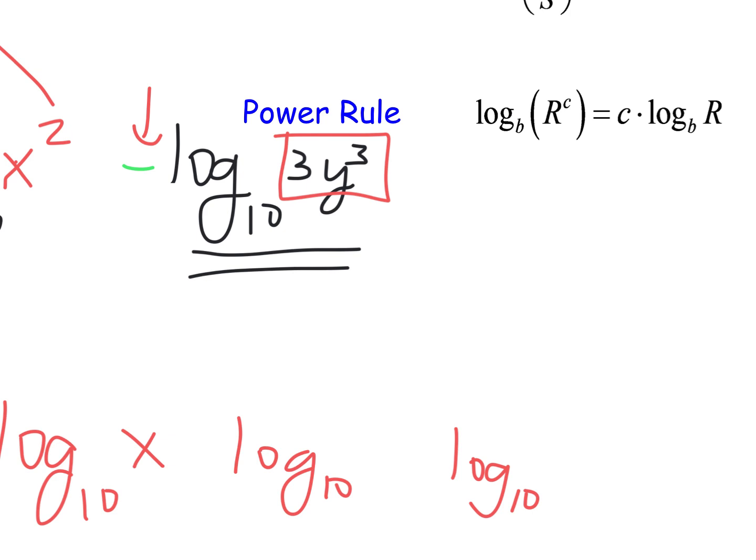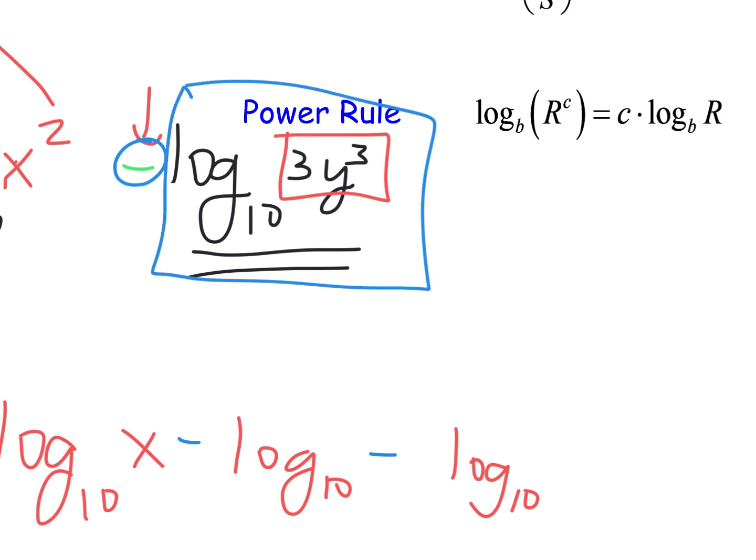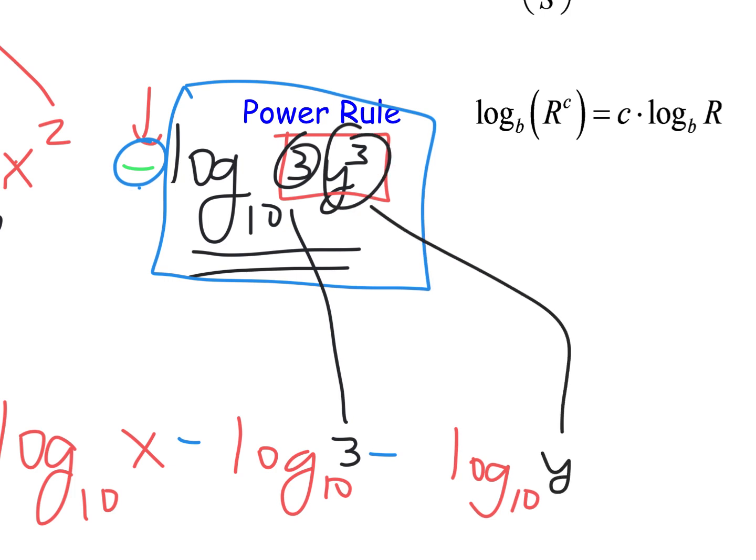Nope, both of them should be made negative. I get that that's confusing, but this negative here tells you that both parts of this log need to be subtracted from the original. All right, so that minus there needs to be broken up into 2. And then this 3 goes here. This y to the third goes here.